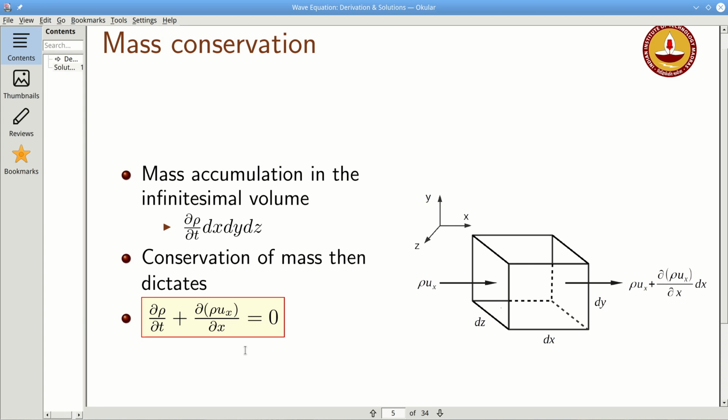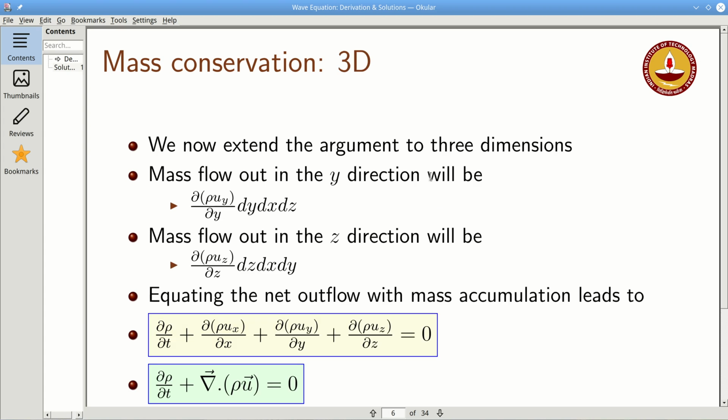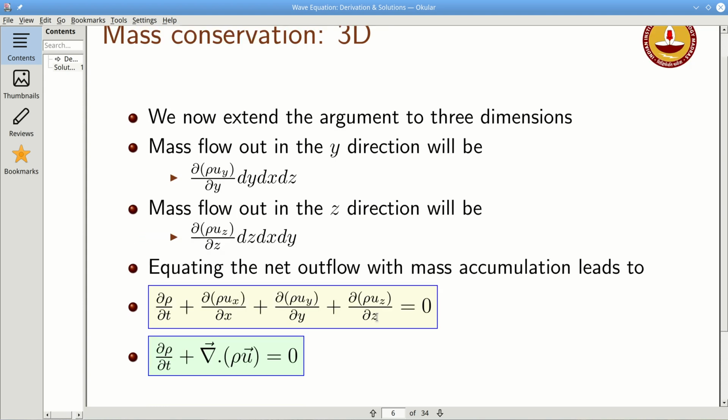So if we extend this argument to 3 dimensions, then the mass flow out in the y direction will be this, mass flow out in the z direction will be this, and therefore the net outflow is given by this, which should equal the negative of the mass accumulation, right? Because if there is a net outflow, that means the mass has been removed. So the net outflow from the infinitesimal volume is equal to minus dou rho by dou t. This equation is the mass conservation equation: dou rho by dou t plus divergence of rho u equals 0.